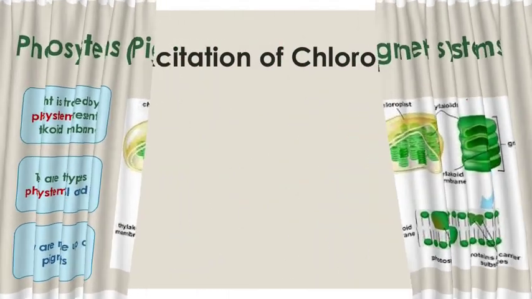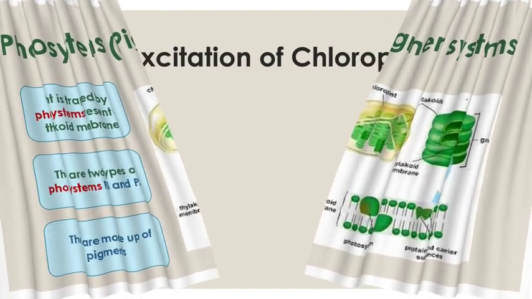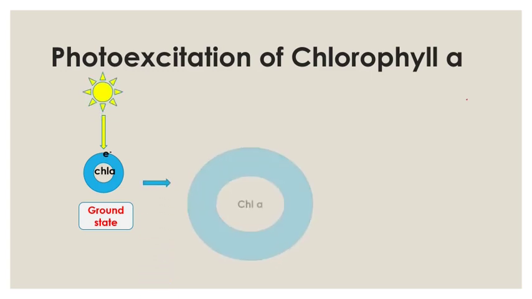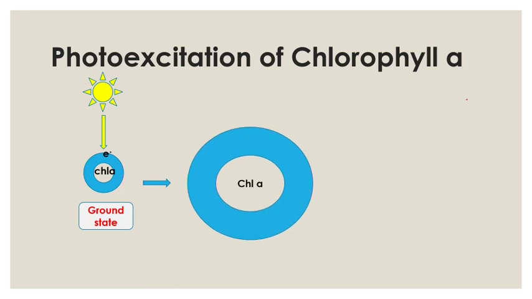Now let us see how they work, how the pigments get excited. So now let us see the photo excitation of chlorophyll A. Not only chlorophyll A, any pigment when it is exposed to sunlight, let us see what happens. Initially chlorophyll A, for example, is in ground state. Now when it is exposed to solar energy, photons fall on these chlorophyll A pigments, and from the ground state they become excited.